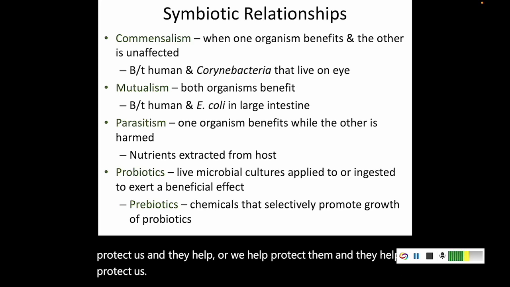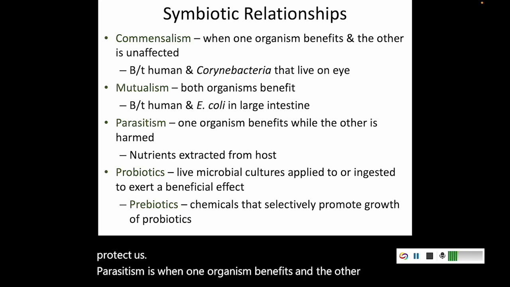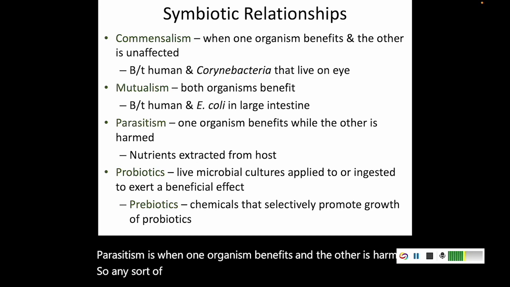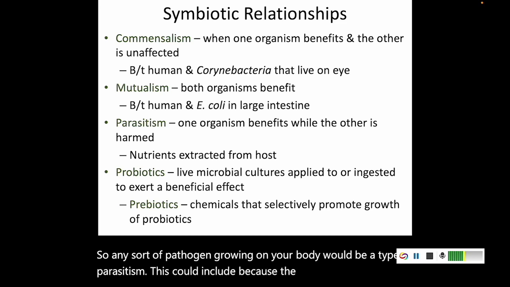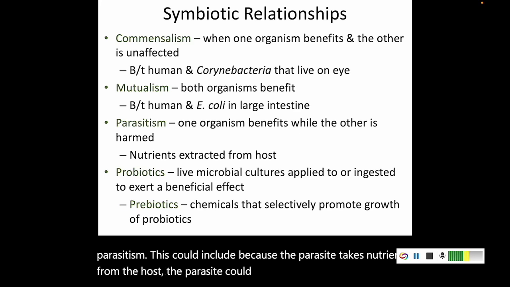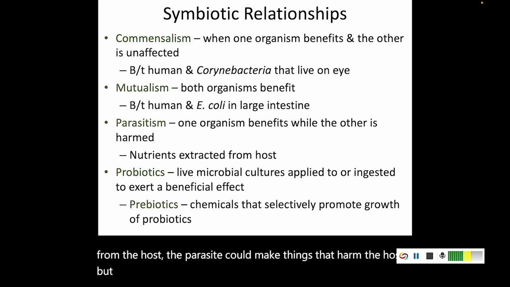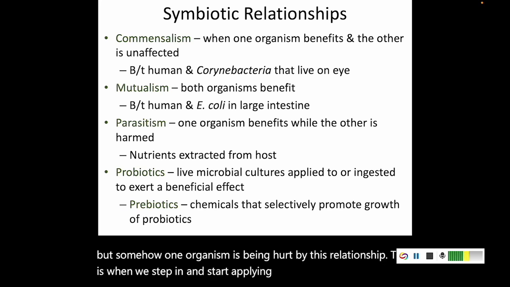Parasitism is when one organism benefits and the other is harmed. So any sort of pathogen growing on your body would be a type of parasitism. This could include the parasite taking nutrients from the host. The parasite could make things that harm the host, but somehow one organism is being hurt by this relationship. This is when we step in and start applying antibiotics to kill that parasite.